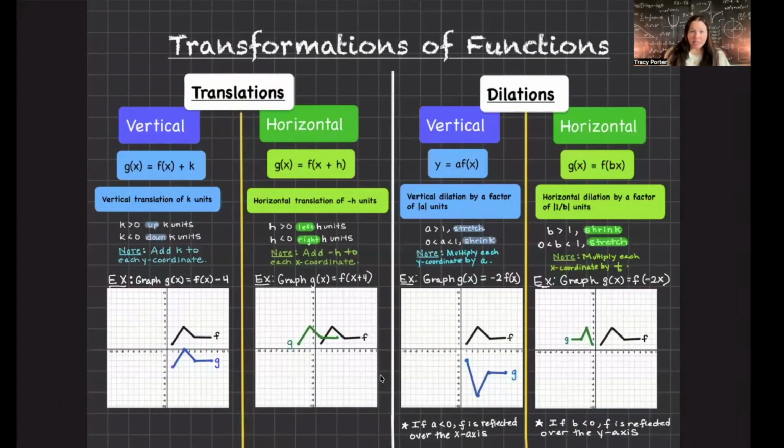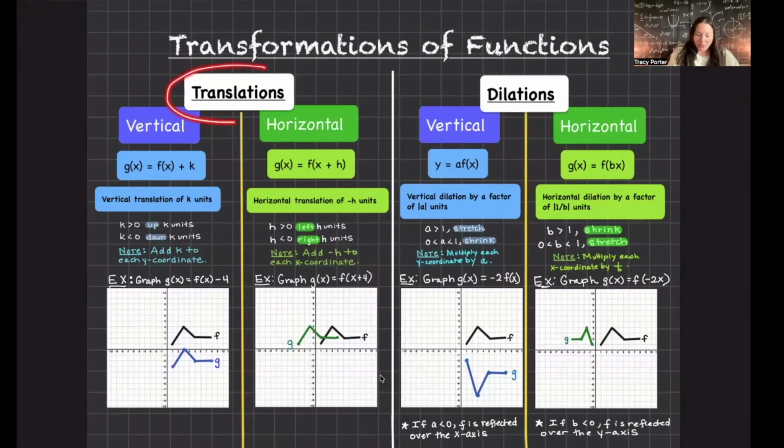Let's talk about transformations of functions. This is a pretty popular topic in algebra, but also pre-calculus and a real hot topic in the AP pre-calculus class, which is probably where I'm going to focus more of my style too, where this concept goes throughout the whole course. So this is everything that we really need to know and understand about transformations of functions.